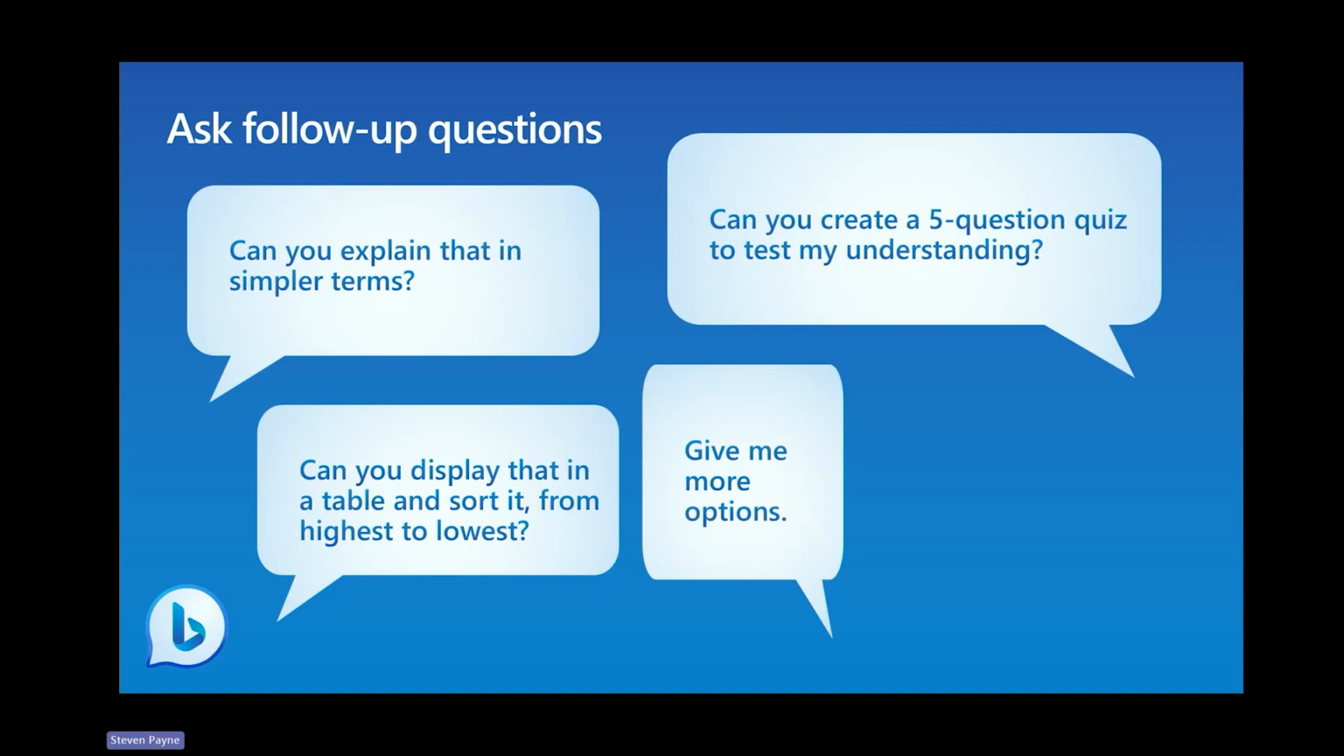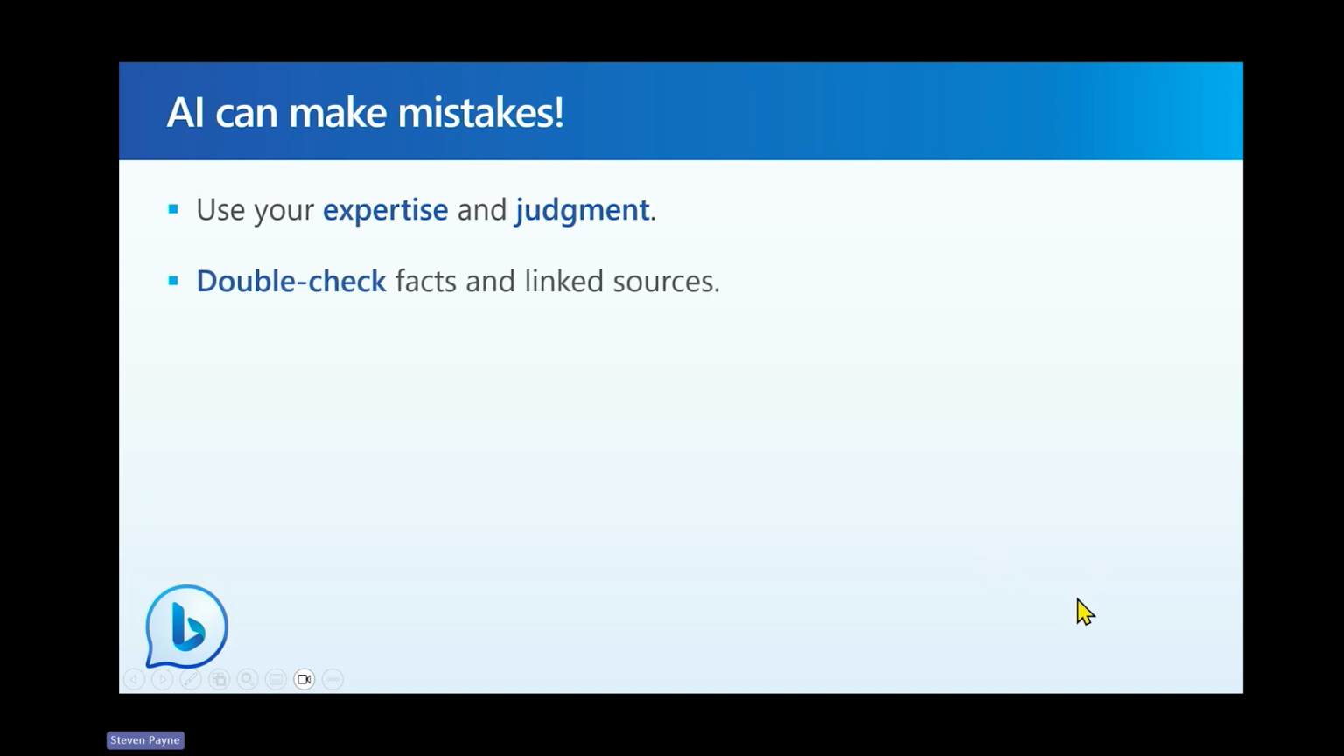AI can make mistakes. As we've said, it's not intelligent. It is just all based on a probabilistic model. So it's looking at all the data that's out there, and it's making predictions about what might make sense based on the information that it has access to. It doesn't know, it can't check itself. So we need to use our expertise and judgment. We want to double check facts and sources. And there's also a thumbs up and a thumbs down button that you can click if it's got something right or good.